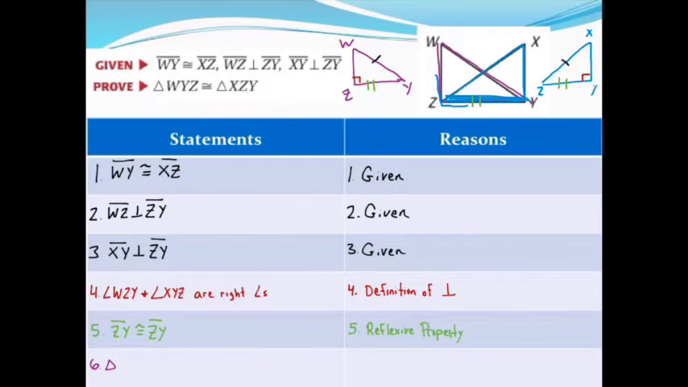And so now taking a look at all the tick marks I have, I can see that yes, I in fact do have an example of HL. I've proven that I have right angles because of perpendicular lines. I've proven a hypotenuse and I've proven a leg are congruent to each other. So those two triangles are congruent by HL.